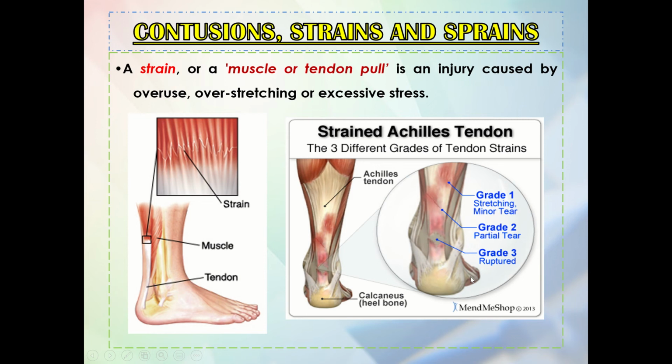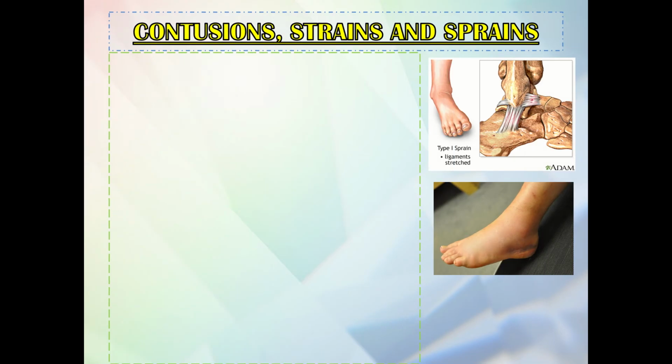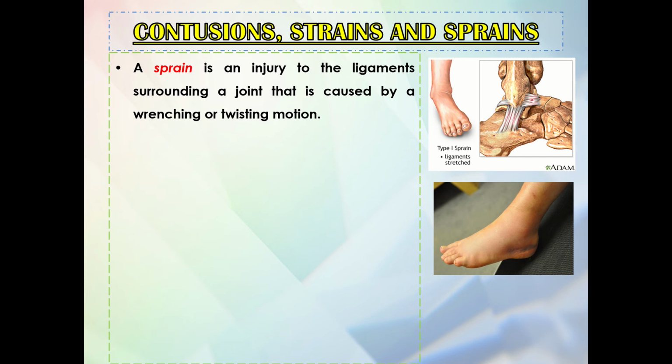So again, strain is a muscle or tendon pull. And then there's another term kasi na somehow napagpapalit natin yung definition. So the first one that we have discussed is strain. This second term is called a sprain. Pag sinabing sprain, it is an injury to the ligaments surrounding a joint that is caused by a wrenching or twisting motion.